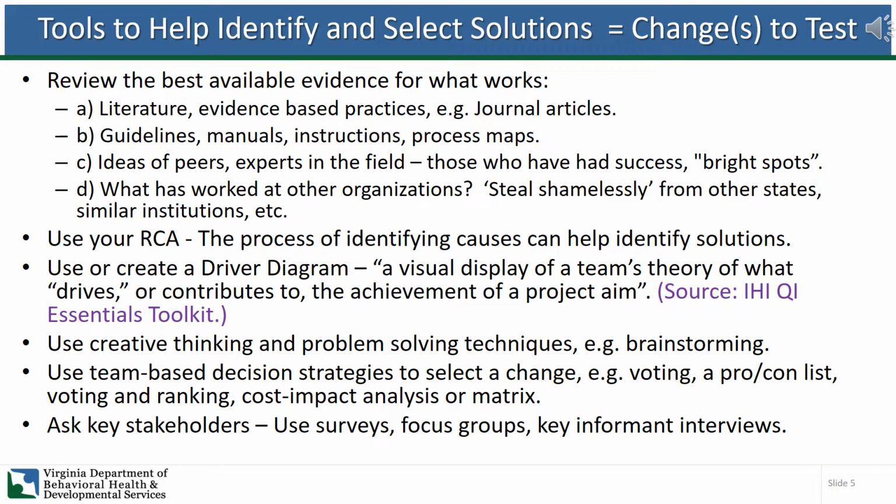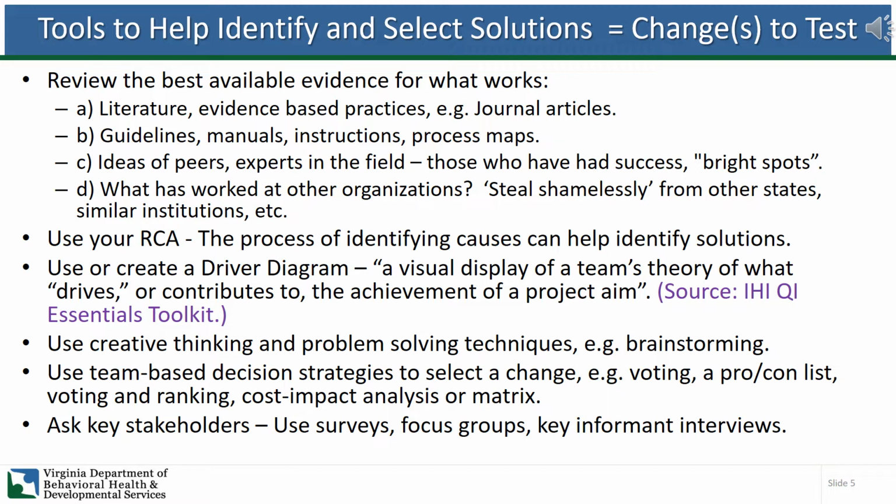Here is a list of tools and strategies that can help you and your team identify and select solutions or changes to test. First, you could review the best available evidence for what works to address your problem. You could look in the literature and look to evidence-based practices in places like journal articles. You could look to existing guidelines, manuals, instructions, and process maps for ideas. You could look to your peers or other experts in the field who have had success.